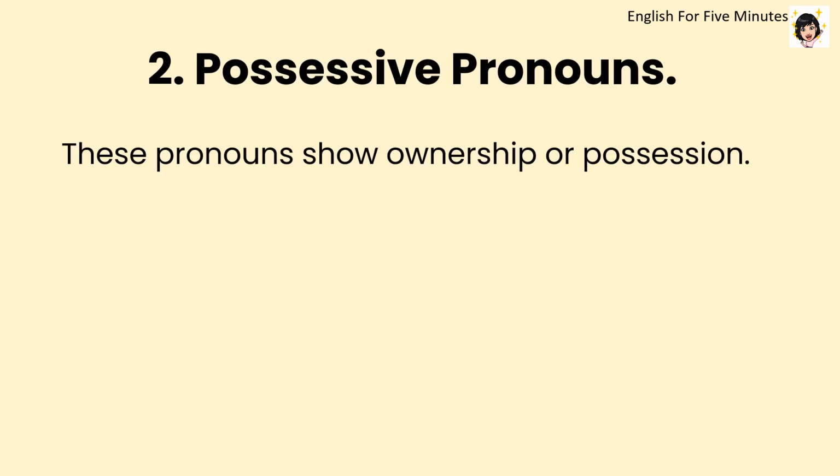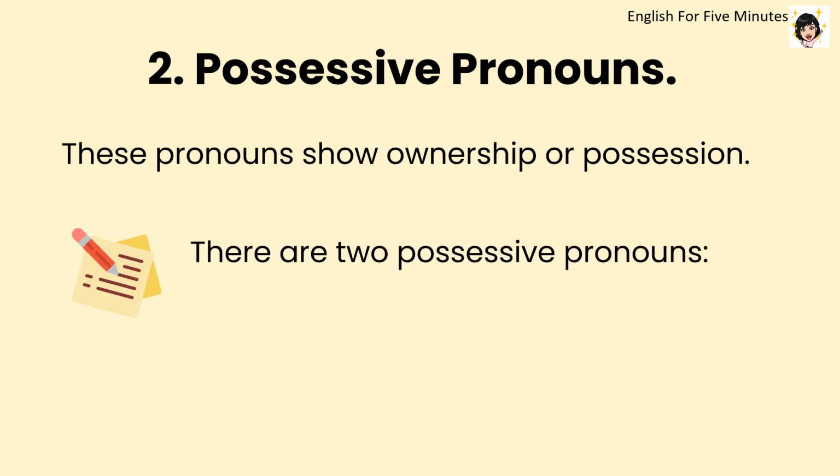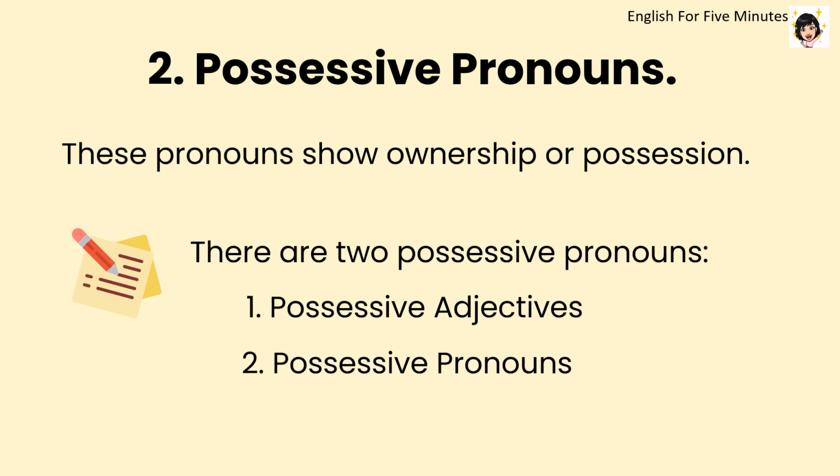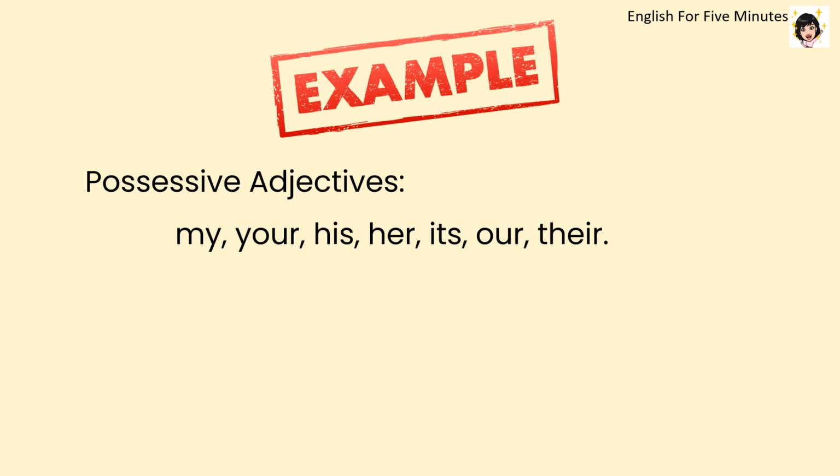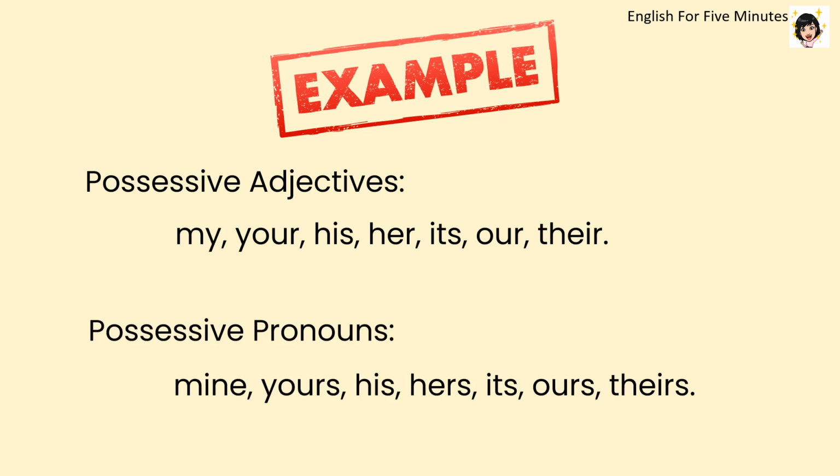Possessive pronouns. These pronouns show ownership or possession. There are 2 types: possessive adjectives and possessive pronouns. Examples of possessive adjectives: my, your, his, her, its, our, their. Possessive pronouns: mine, yours, his, hers, its, ours, theirs.